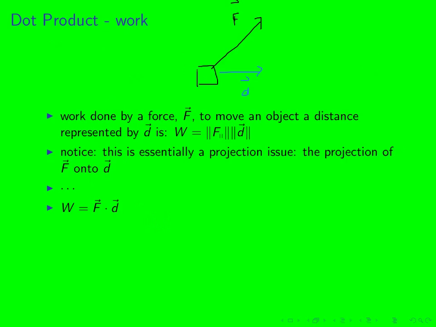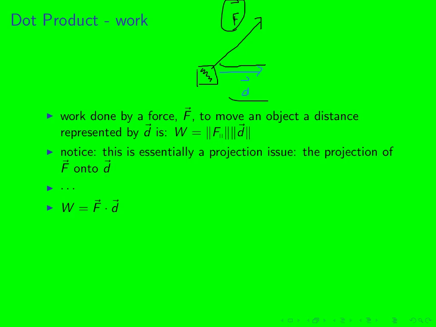Okay, finally let's look at one application of the dot product and the projection in particular. So imagine you have a block here and you pull it along the floor in the direction d with a vector force F. So maybe you're pulling on a rope and the block moves along the floor in this direction. So the work done by this force is defined to be the product of the component of the force parallel to the direction of movement.